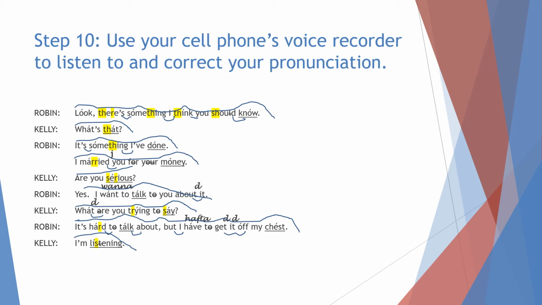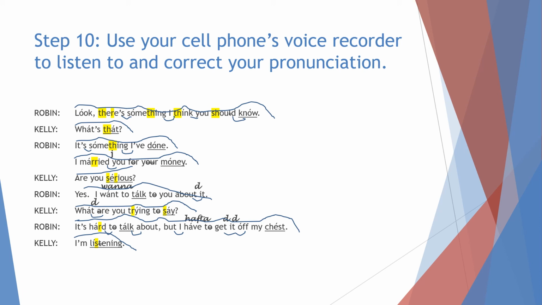Step 10 is your chance to put all of your annotations into practice by recording and listening to your pronunciation. Naturally, you'll only be doing this for your own role, but for the purposes of this video, I'll do this for the entire scene. Listen as I perform Robin's confession and Kelly's response to it to see how I'm putting steps 1 to 9 into practice.